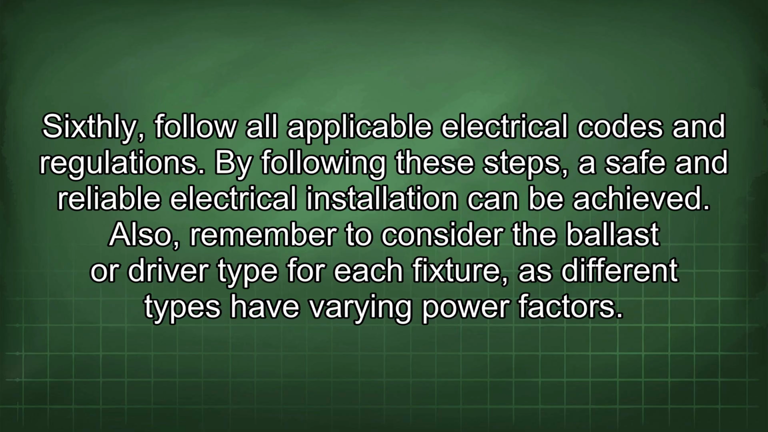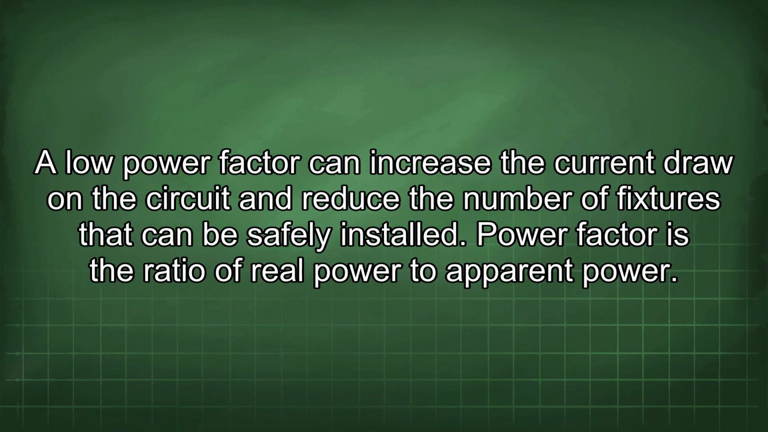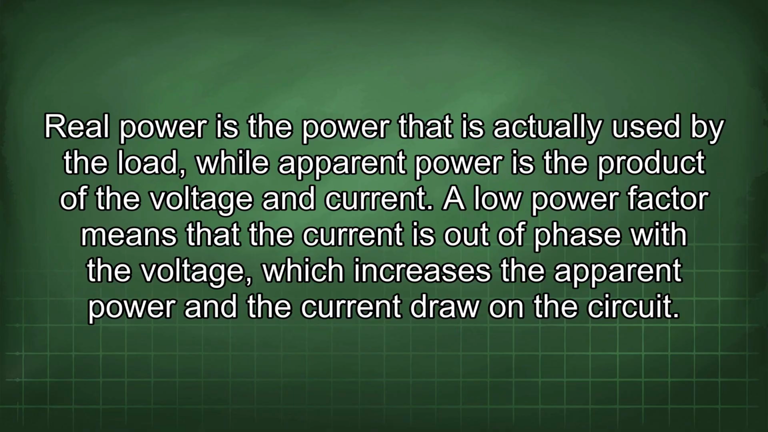Also, remember to consider the ballast or driver type for each fixture, as different types have varying power factors. A low power factor can increase the current draw in the circuit and reduce the number of fixtures that can be safely installed. Power factor is the ratio of real power to apparent power. Real power is the power that is actually used by the load, while apparent power is the product of the voltage and current. A low power factor means that the current is out of phase with the voltage, which increases the apparent power and the current draw in the circuit.